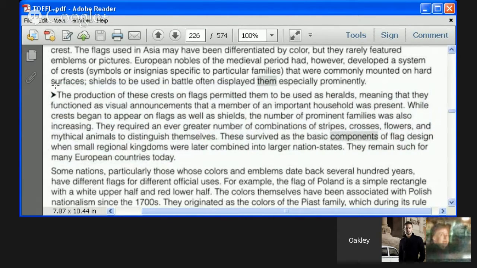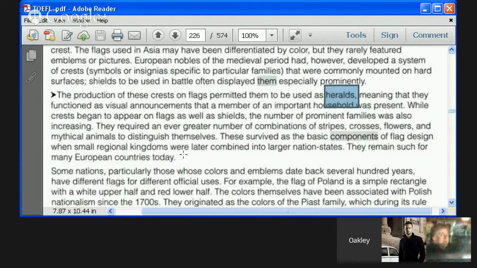I'll do this one. The production of these crests on flags permitted them to be used as heralds, meaning that they functioned as a visual announcement that a member of an important household was present. Okay, this is the first line. While crests began to appear on flags, families were increasing. There were even greater numbers of combinations of stripes, crowns, flowers, and mythical animals to distinguish them. Okay, so the idea is about the fact that visual announcement, I think. Yeah, announcements or heralds. Herald.